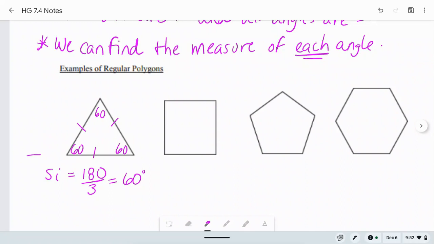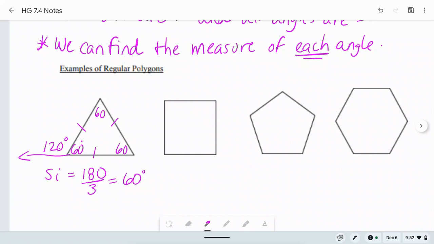So then if I wanted to find each exterior angle, I know that each interior and exterior angle, since they're next to each other, are supplementary. So 180 minus 60 would give me that each exterior angle in a regular triangle or equilateral triangle is 120 degrees.